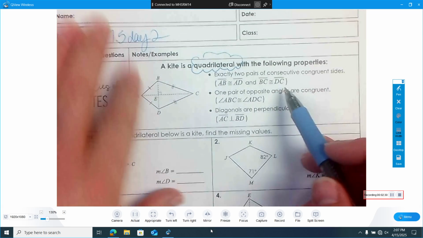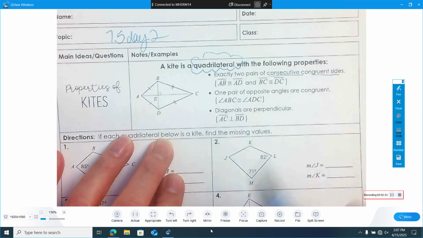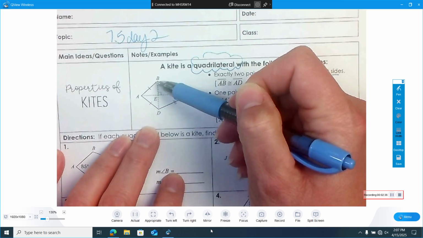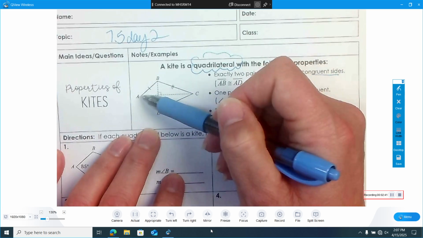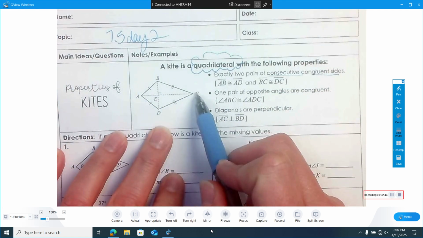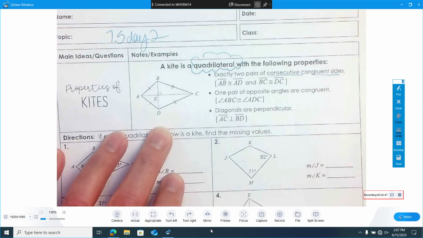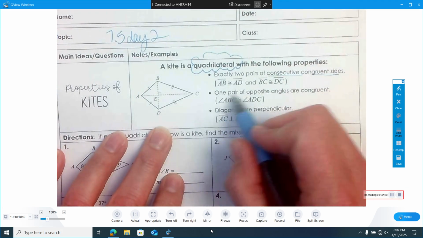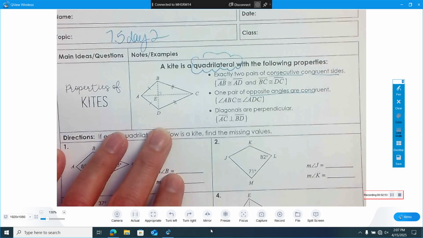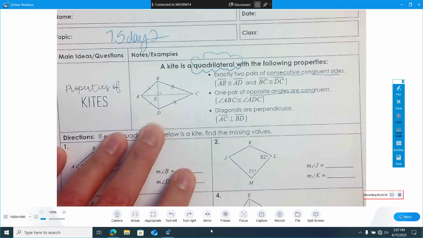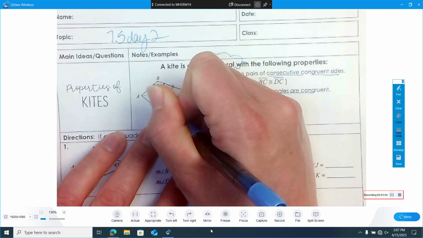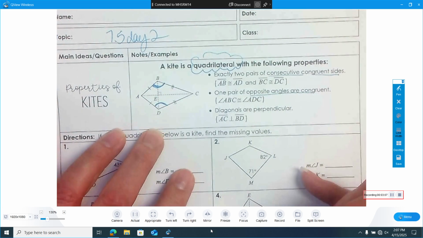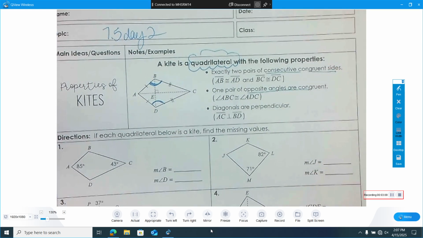So what does it have? It has two consecutive congruent sides, two pairs. So you can see AB and AD. Consecutive means one after the other. And so we have consecutive congruent sides. And then BC and CD are also congruent. It also has one pair of opposite angles that are congruent. So when you look at this kite, which angles are congruent? Okay, so angle B, big angle B, very good, and big angle D. So those large angles between the congruent sides are congruent.